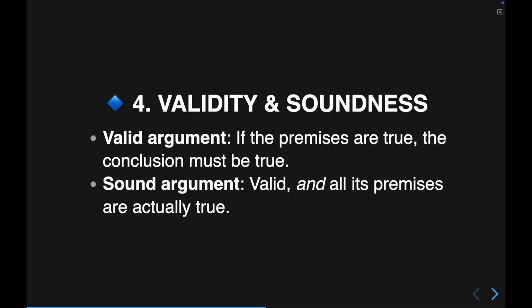Next, we have the concepts of validity and soundness. So arguments are valid when, if the premises are true, the conclusion must be true as well. And an argument is sound if it is valid and all of its premises are actually true.